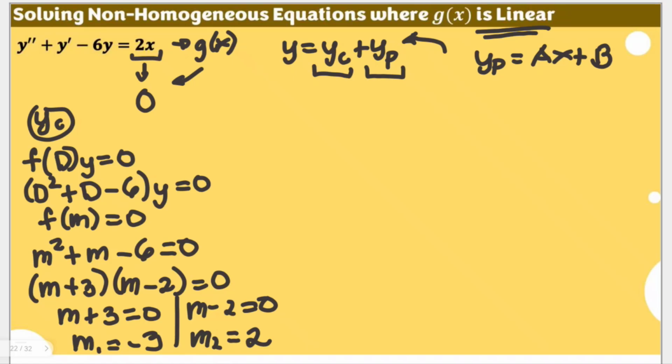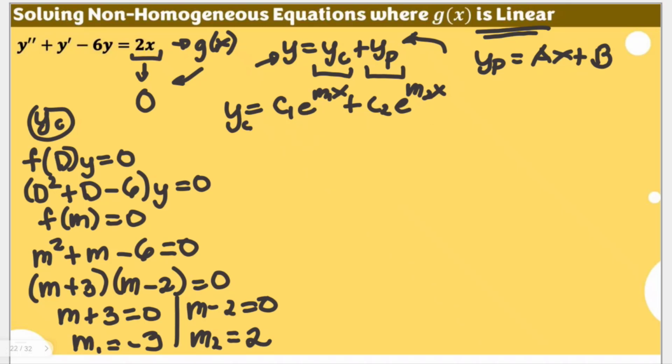Now that we have minus 3 and 2 as our roots, and they are both real and different from one another, we are going to use the general solution for the situation where the roots of the auxiliary equation are distinct and real. Supposedly, it should be y equal to something, but since we already have the y here, we can simply label it as y sub c. And it's equal to this form: c sub 1 e to the power of m sub 1 x plus c sub 2 e to the power of m sub 2 x. We only have two terms because we only have two roots.